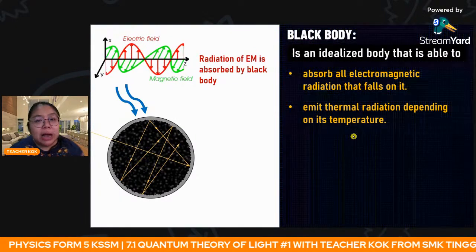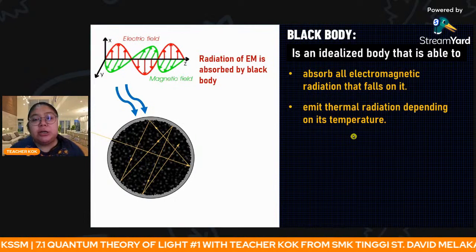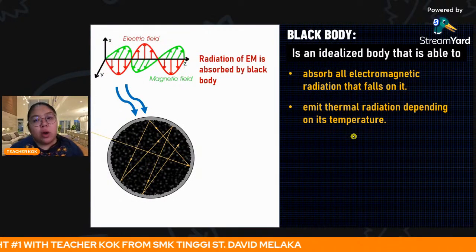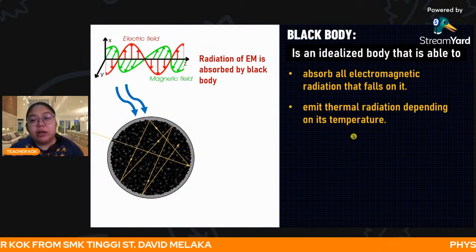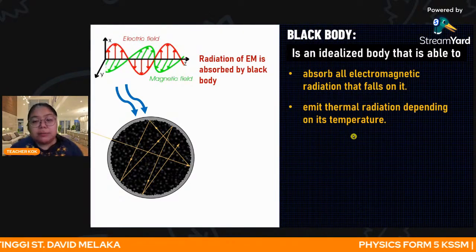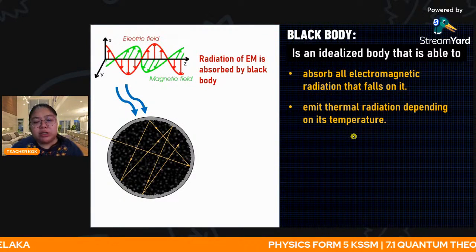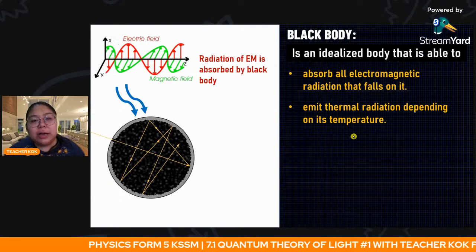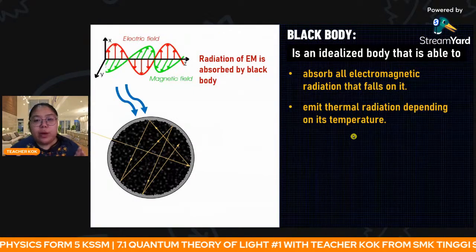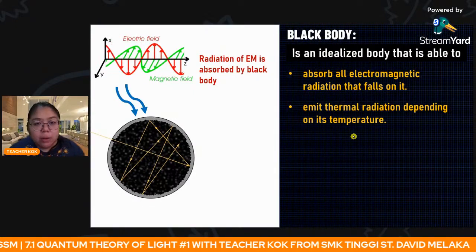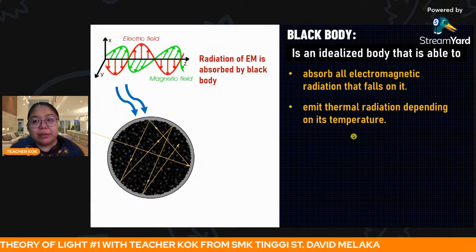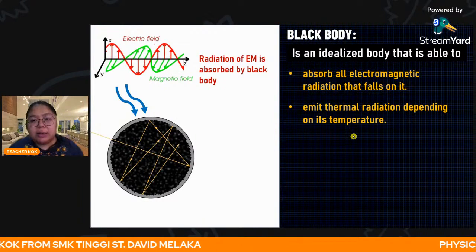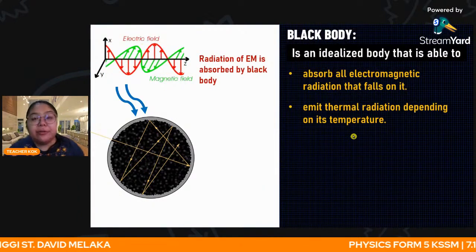Then after that, how much is released depends on the temperature. Depending on how much temperature they absorb, they release a different quantity of thermal radiation. So when they release it, we represent it by using color. So from here, the black body will absorb all the radiation from the EM, electromagnetic. After absorbing, they will emit thermal radiation.